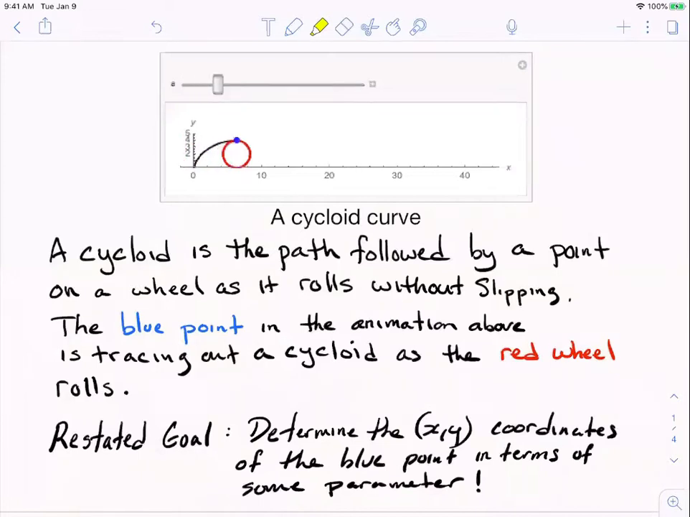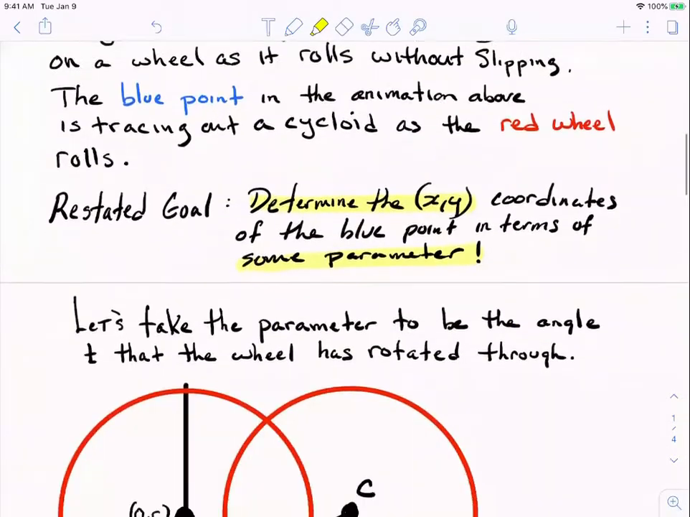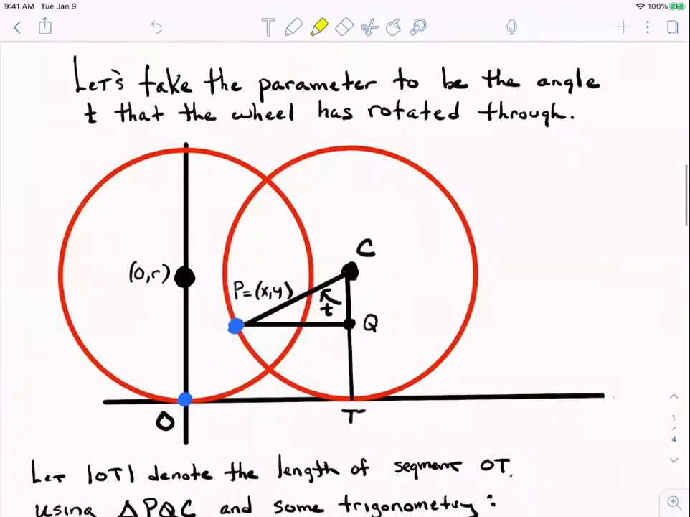So think of that blue point. At every moment, it has an x coordinate and a y coordinate, and I want to determine what those are. That's what parameterizing means. This is a geometrically defined curve, and I'm trying to say what the x and y coordinates of that point are as it rolls along. We need to pick the parameter. What's a reasonable parameter to pick? Well, since the wheel is rolling, it's turning through angles. Let's try to use that angle. That's a natural number that might be useful.